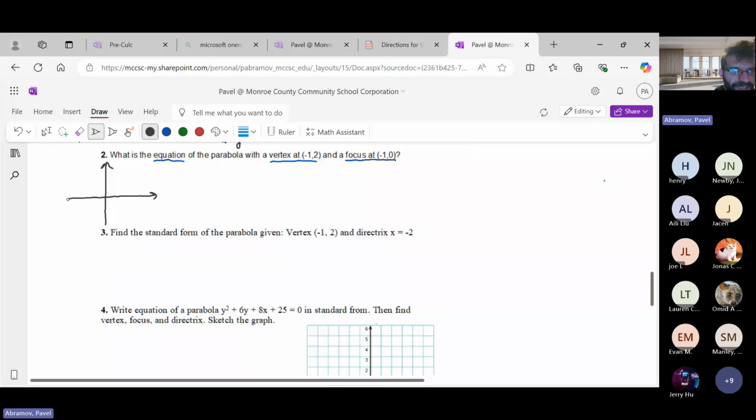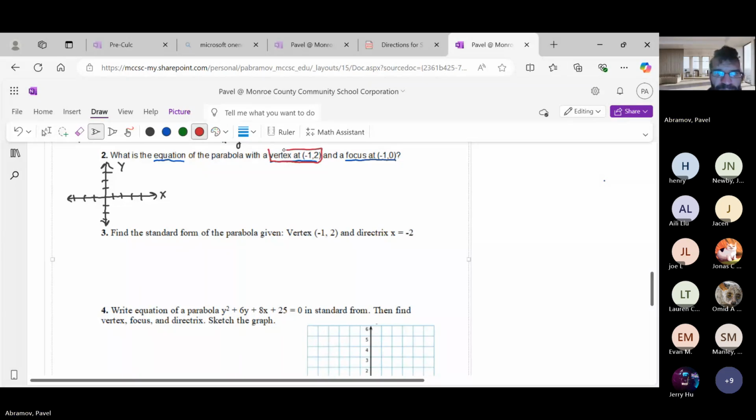So we're going to draw our coordinate plane and put some intervals on it. Okay, so the reason why I drew this is because right now I'm going to plot the points that are given to me to plot the information. So we know the vertex, which is -1, 2. So this is -1, 2 is this point right here.